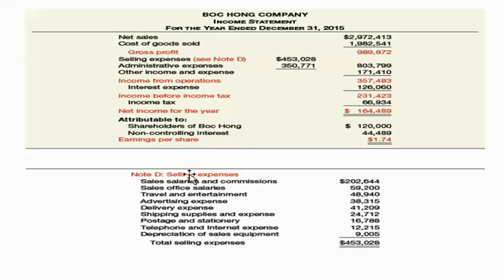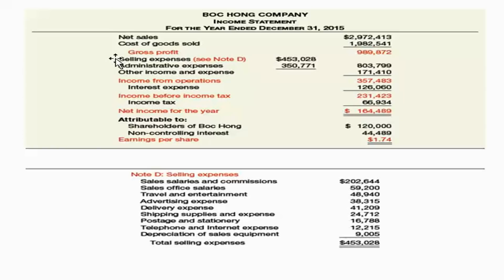ده شكل income statement ده أوضح. net sales minus cost of goods sold to get gross profit minus selling expenses, administrative expenses, other income and expenses to get income from operations. Then I will deduct interest expense to get income before income tax minus income tax to get net income for the year. net income ده هو attributable to shareholders of main company و non-controlling interests. بعد كده أنا بحسب حاجة اسمها earning per share.